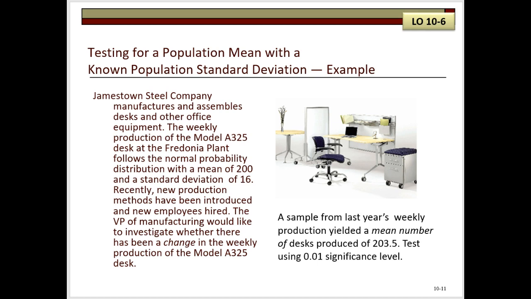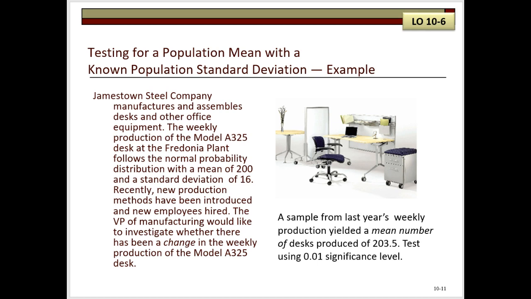Jamestown Steel Company manufactures and assembles desks and other office equipment. The weekly production of the Model A325 desk at the Fredonia plant follows the normal probability distribution with a mean of 200 and a standard deviation of 16.